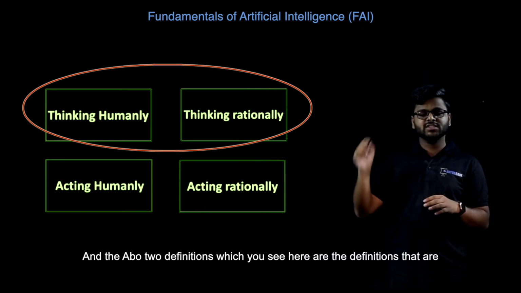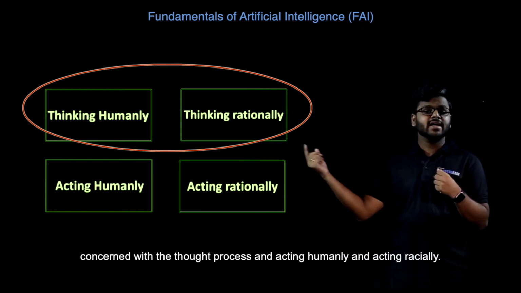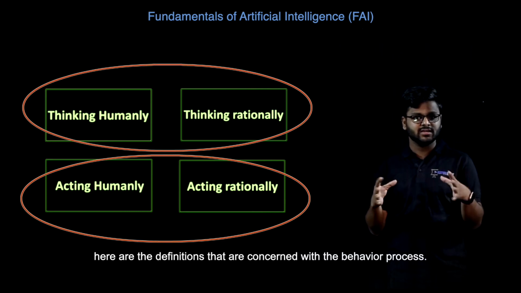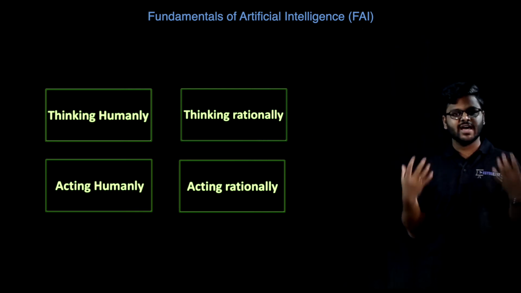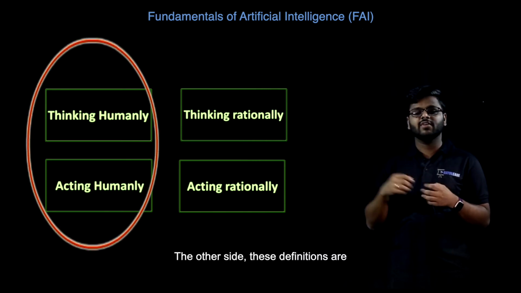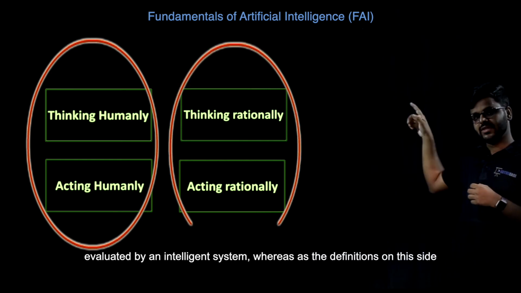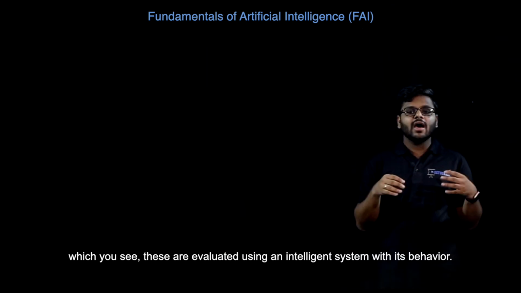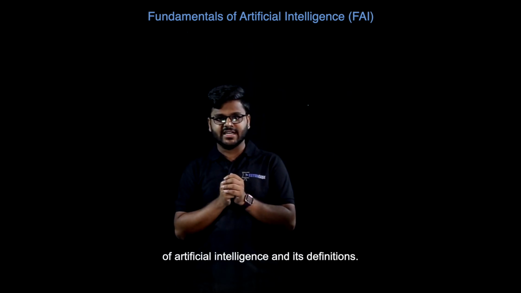The above 2 definitions which you see here are concerned with the thought process. And acting humanly and acting rationally, the below 2 definitions which you see here, are concerned with the behavior process. How do you evaluate these definitions? On one side, these definitions are evaluated by an intelligent system, whereas the definitions on the other side are evaluated using an intelligent system with its behavior. With this concept, we can already understand the theory of artificial intelligence and its definitions.